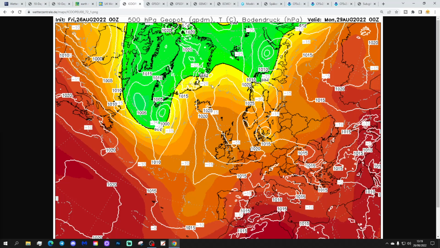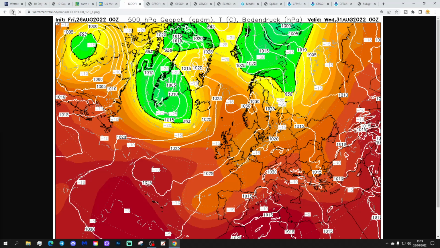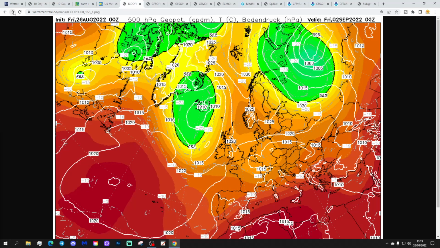ICON looks like that, with high pressure again in control of the weather for bank holiday Monday, although there could be some showers scattered about, but there will be a lot of dry weather for the early to middle part of next week. And then, in the second half of next week, the high pressure begins to weaken.